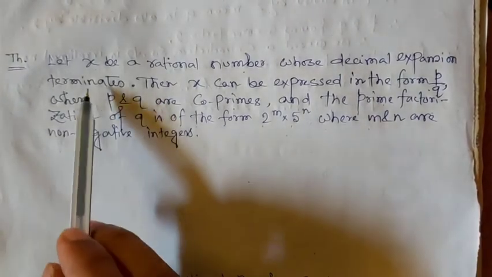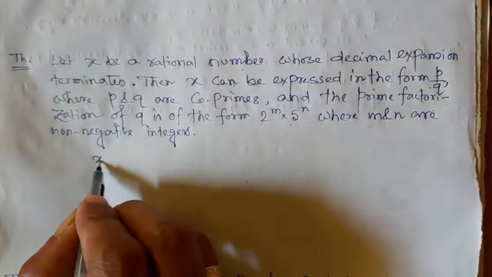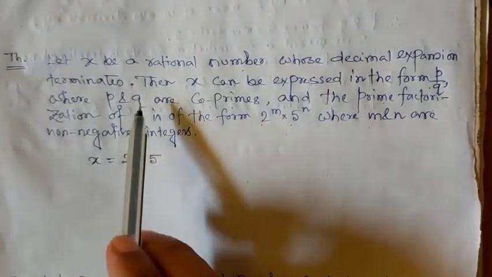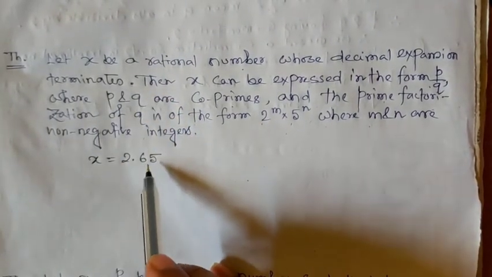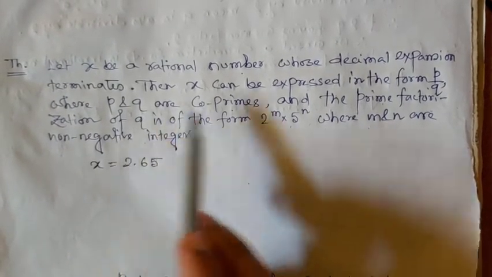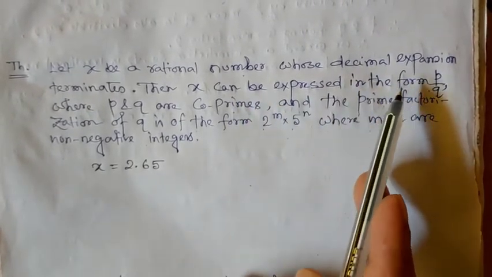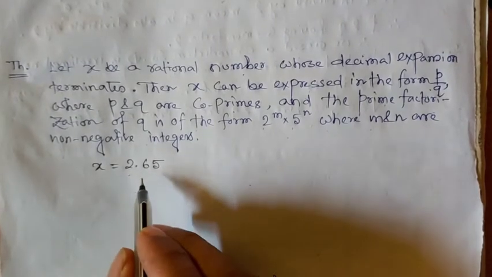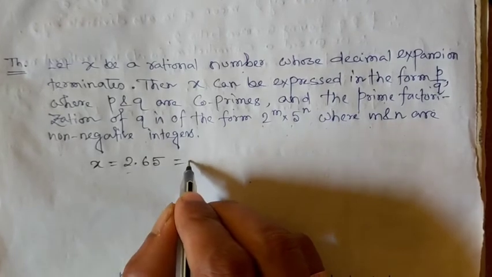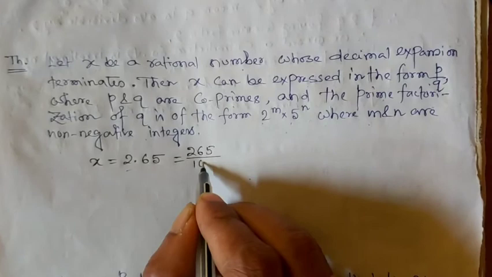So first, x is a rational number whose decimal expression is terminating. Suppose the value of x is 2.65. Okay, so this is a terminating decimal number, because after the decimal point, at the 2nd place, that means after the 6 and 5, it stops. That's why its decimal expression is terminating. Then x can be expressed in the form p by q. So this x, that means 2.65, can be represented as p by q, where p and q are co-prime numbers. So 2.65 can be represented as 265 divided by 100.